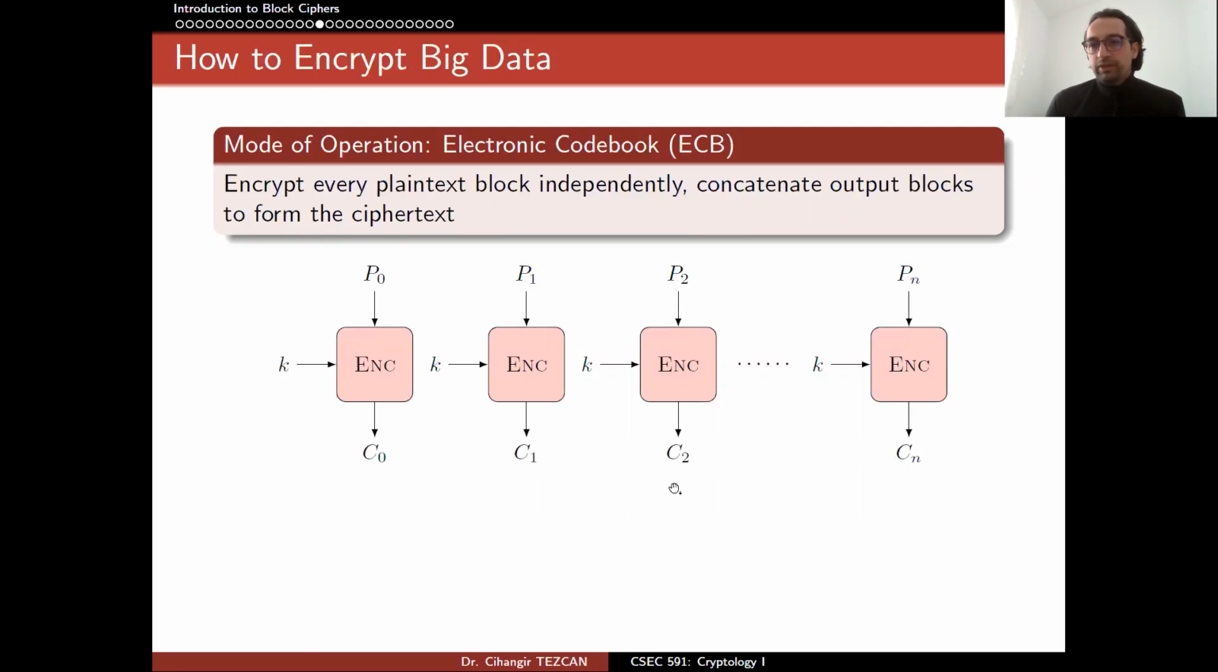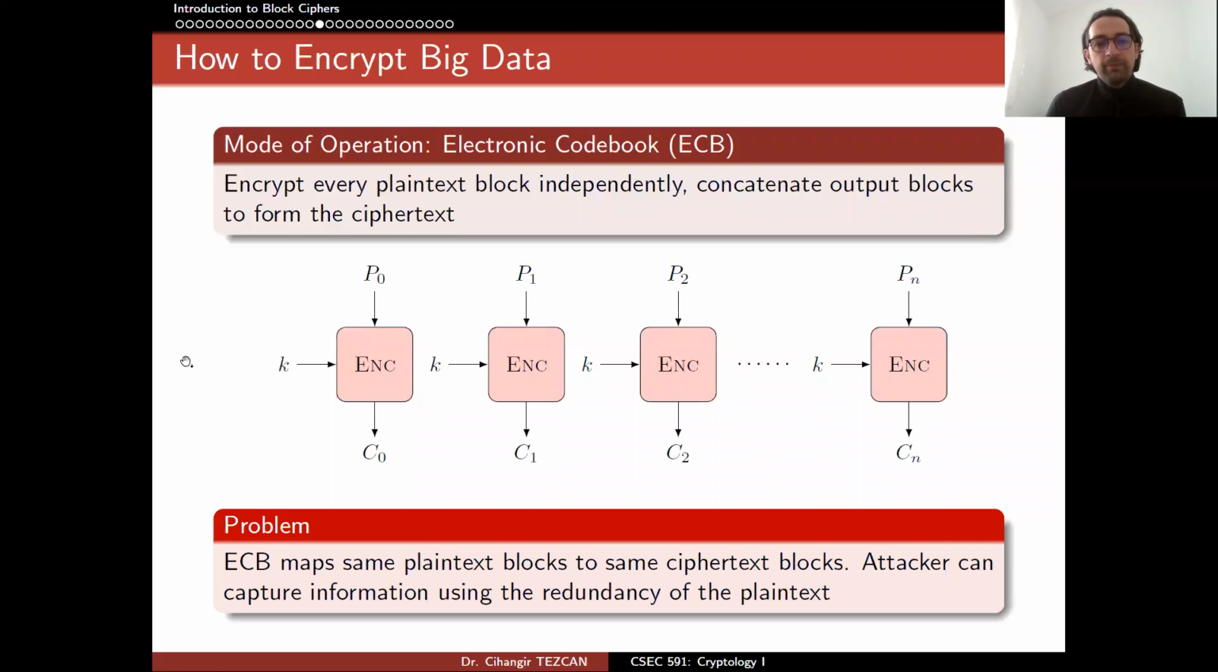But although this sounds like a good idea, this is the worst thing you can do, and this will cause a lot of problems. The problem is that this mode of operation, ECB, maps the same plaintext blocks to the same ciphertext blocks. So if P0 and P2 are the same, this means that C0 and C2 are the same. An attacker can capture information using this redundancy in the plaintext. Repetitions in the plaintext cause repetitions in the ciphertext, and just by looking at this, an attacker can get some information about the plaintext.